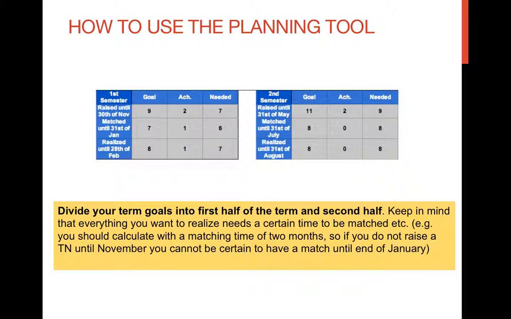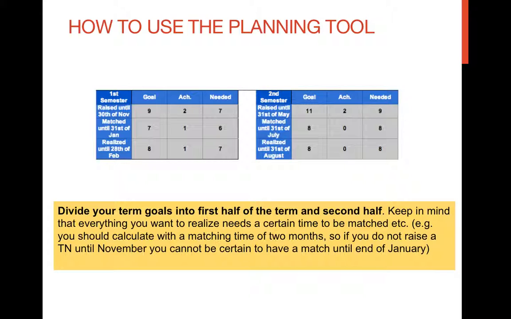You divide your term goals into a first half and a second half, because during the semester holidays, usually it's hard to match TNs. So you should try to get everything done and realize your interns before your members leave. Meaning that this LC wants to do 16 exchanges during the next year, and they want to do 8 in the first semester and another 8 in the next semester.